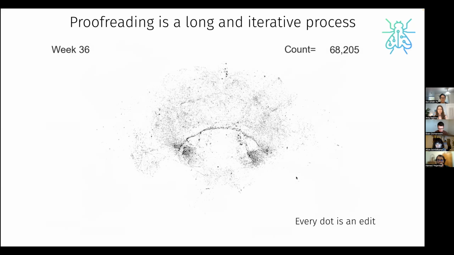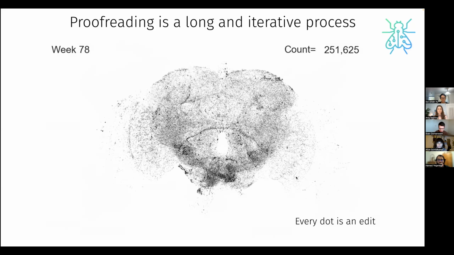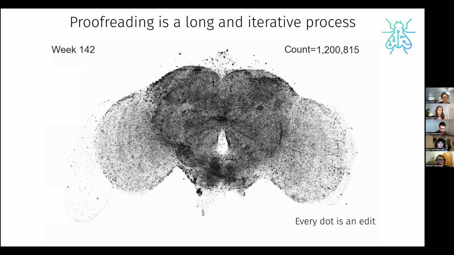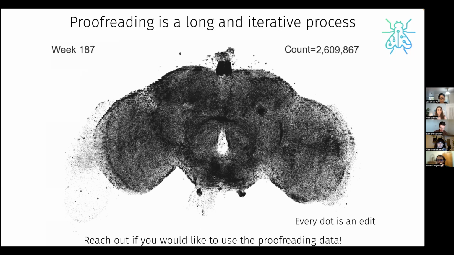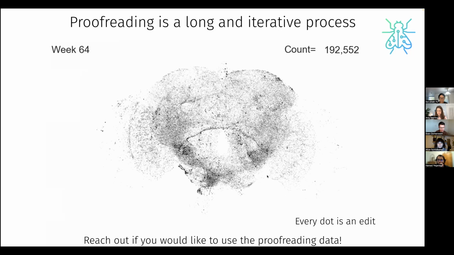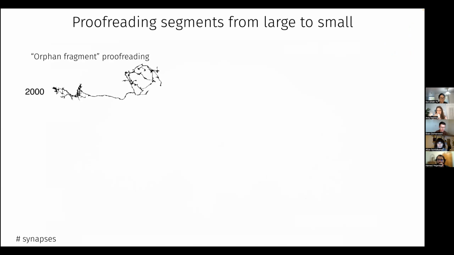So FlyWire has seen almost 3 million edits through its history. I want to also mention that this is a data set in itself. So if you're interested in doing automated proofreading, for instance, this data set, I'd be happy to share, and please reach out about that.